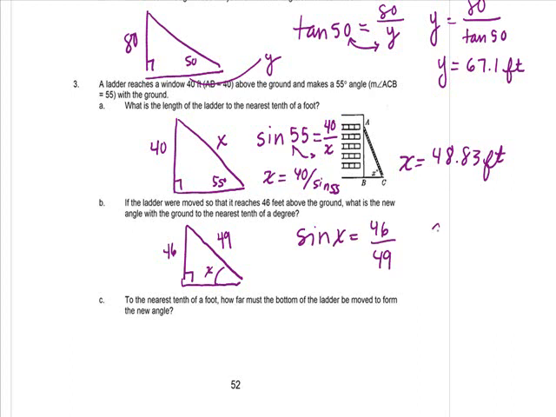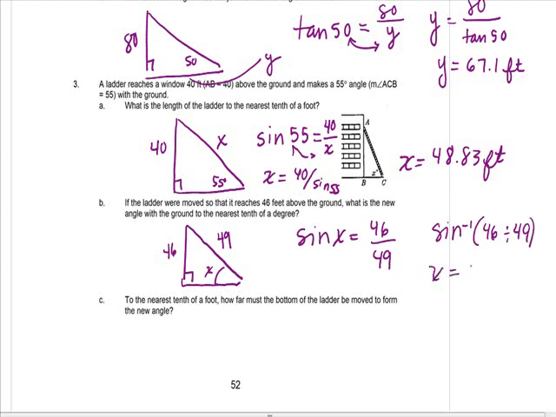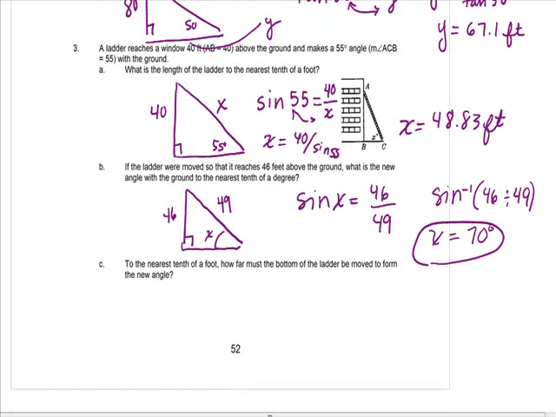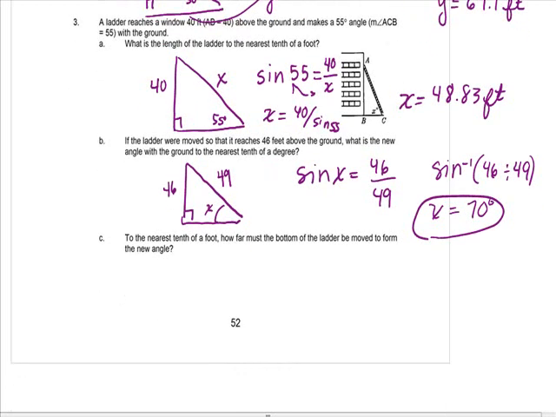I'm going to have to do inverse trig, second sine, 46 divided by 49. And what do we get, Mr. Stern? We get 69.8 degrees. Let's round that to a healthy 70 degrees. Sure. Oh, looks like I knew how to round that time. To the nearest tenth of a foot, how far must the bottom of the ladder be moved to form the new angle?